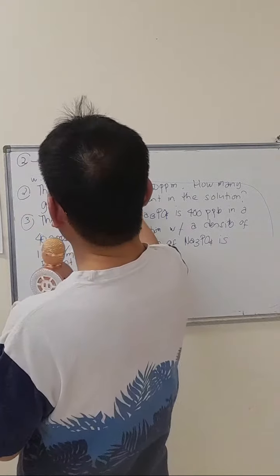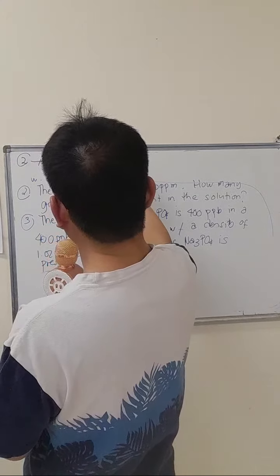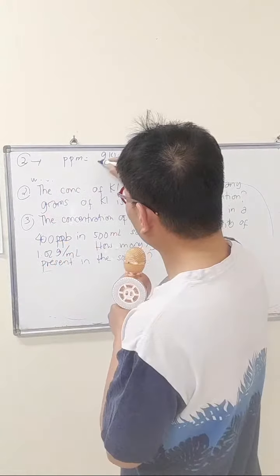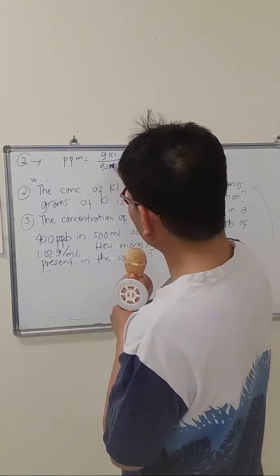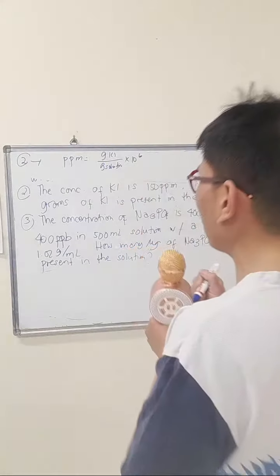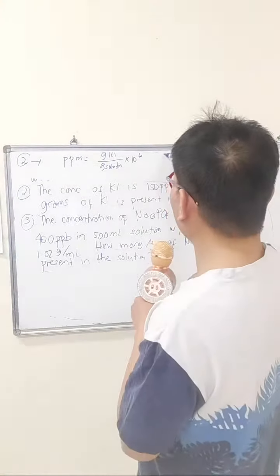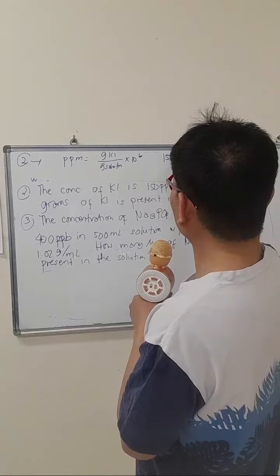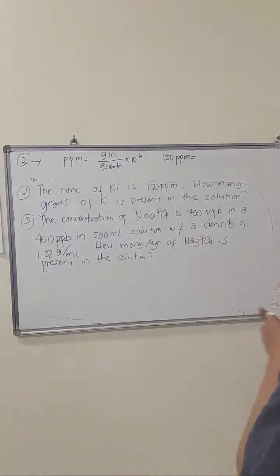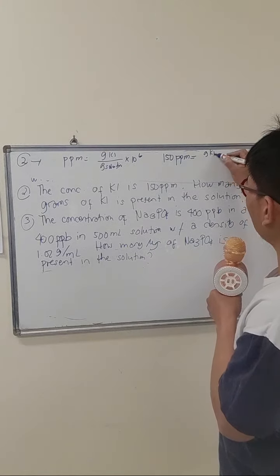So we have parts per million again. The standard formula is grams of solute, which is the potassium iodide, over the grams of solution times 10 to the 6, because this is our formula for parts per million. Now we get 150 parts per million. So grams of solute is our unknown. So grams of KI, unknown.